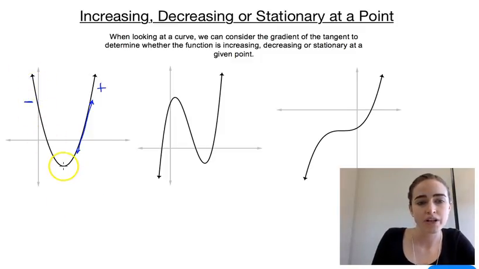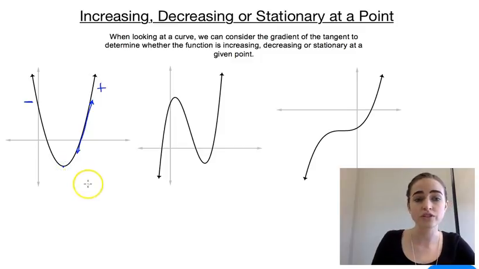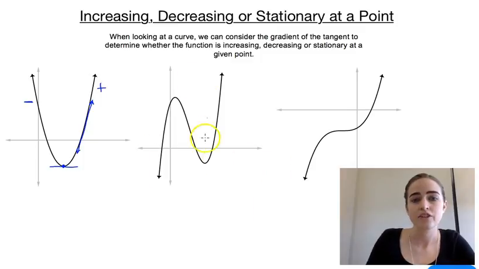And right at this point, at the vertex here, if we were to draw a tangent to the curve at that point, we would end up with a horizontal line. So because the gradient of the tangent at that point is horizontal, that means that our curve is stationary at this point here. Looking at this one, our stationary points would be here and here, and that's because the gradient of the tangent at those points is horizontal, or the gradient is 0, sorry.